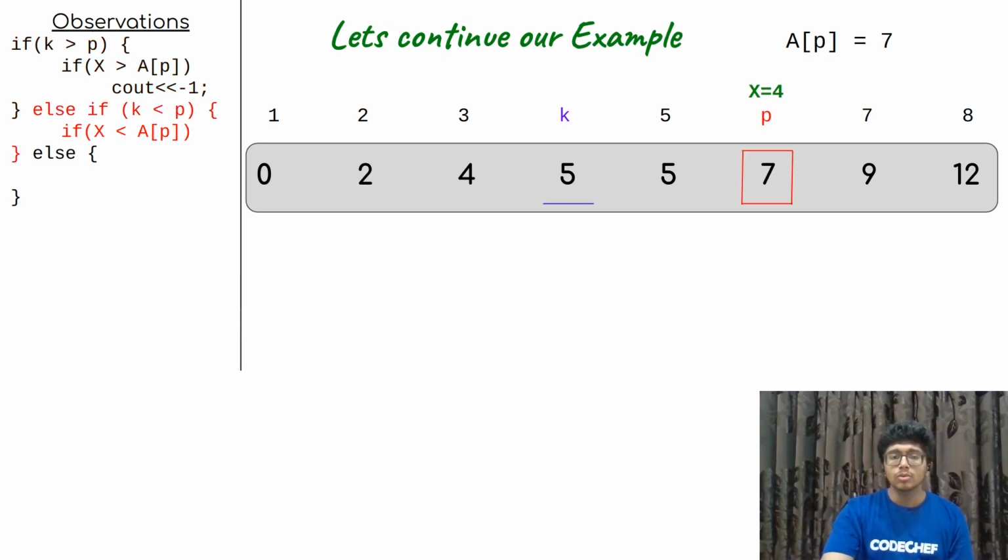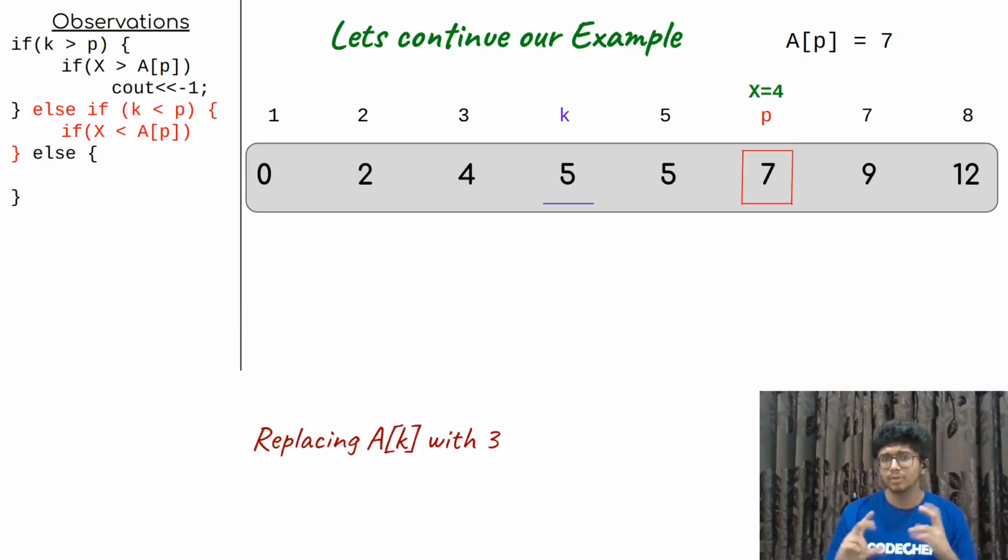Okay, now let's move on to the next else if condition, where k is less than p. So I have taken the value of k comes before p, to the left of p, and k is less than p. Let's suppose that the value of x is 4, which is less than a of p. The value of a of p is 7, the value of x is 4.